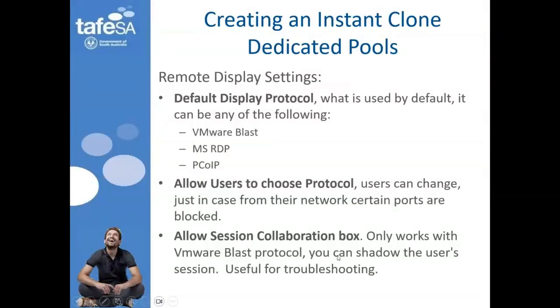There's a setting which allows session collaboration. This one's not important, but it's useful. We're not going to use it, but it only works with the VMware Blast protocol. We're going to use Microsoft Remote Desktop, okay, we're familiar with that, hopefully. This allow collaboration setting only works with VMware Blast protocol, but it allows the administrator to shadow the user's session. What does that mean? You can see what they're doing. It's good for troubleshooting, and that's what it's good for.